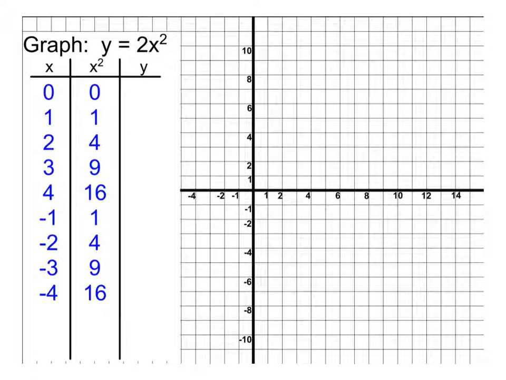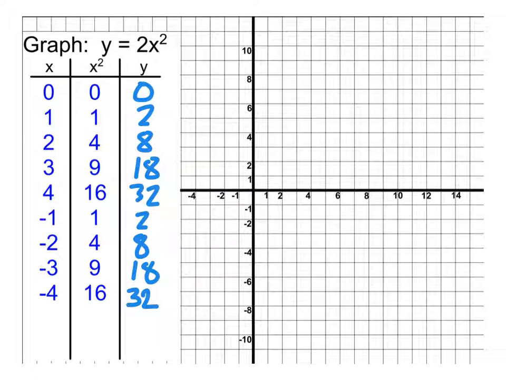So I now need to take each of those x squared values and multiply them by 2. So let's go down the list and do that. First of all, I do 0 times 2. Well, of course, that's 0. Then I do 1 times 2, so that gives me 2. Now I'm multiplying this 4 by 2, and so that gives me 8. And notice I'm just going to go down that list and multiply each of those by 2 to see what my new y value would be.